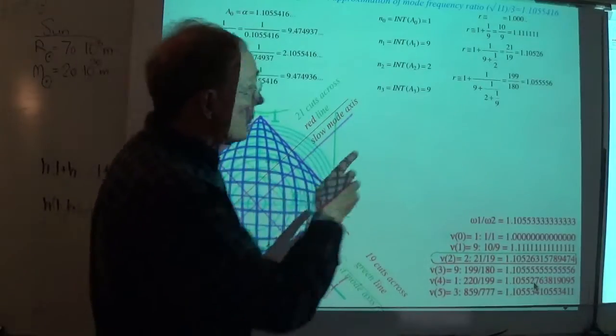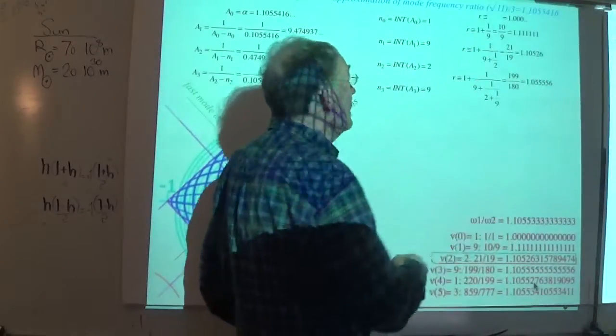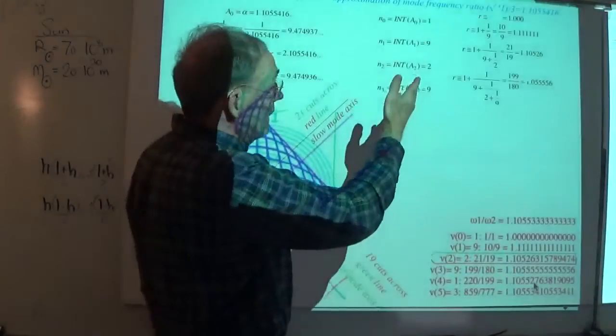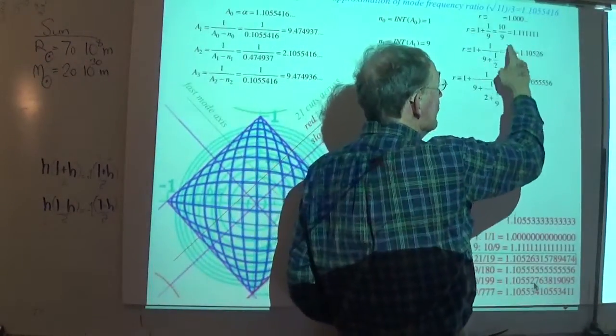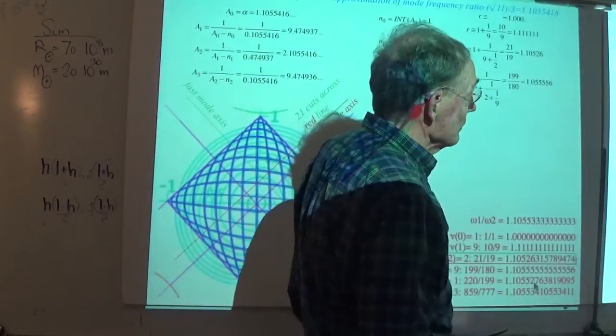Now, what we have here is the square root of 11 over 3. Okay, 1.10545. So I apply this continued fraction thing to that, and I'm building here, well, 10 ninths, and then 21 19ths. That's as far as I need to go here for what we're doing today.